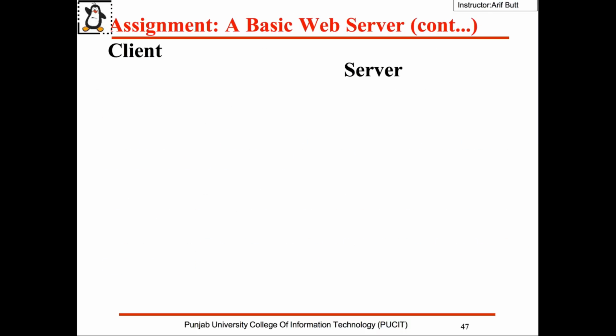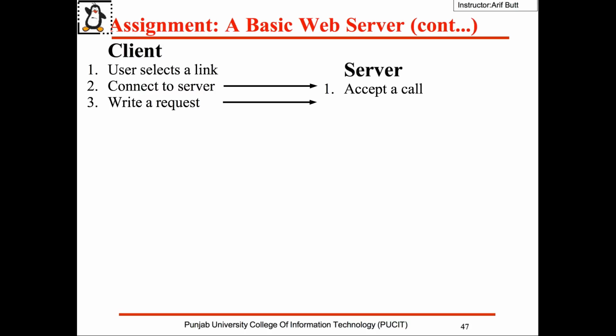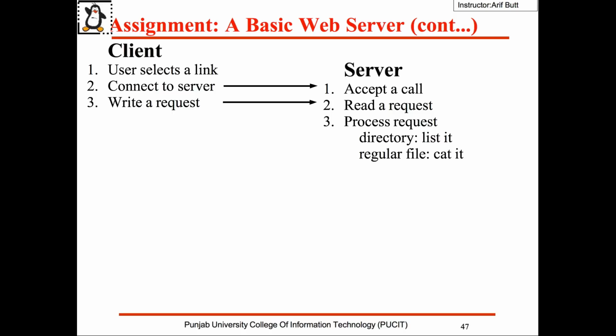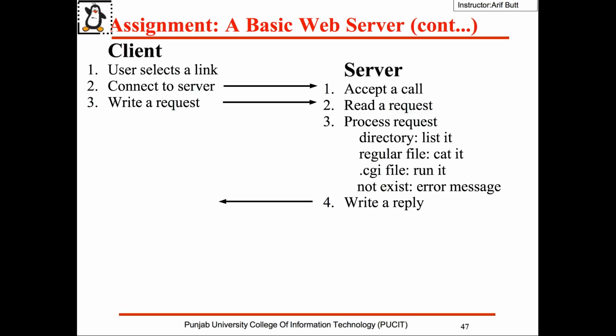This illustration shows you the basic idea. The client uses a link, connects to the server, which accepts the call, the client writes the HTTP request, the server reads the HTTP request and processes that request. If it is a directory, list it. If it is a regular file, cat it. If it is, for example, a .cgi file, run it. And if it is something else, the file doesn't exist, you create an error message. And then finally you send back the HTTP response. The client program reads the reply, hangs up, and displays the reply.